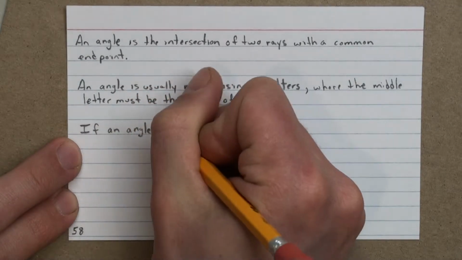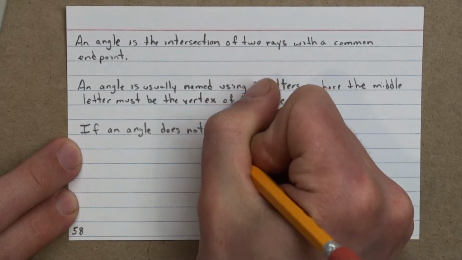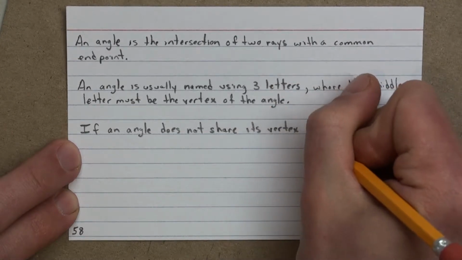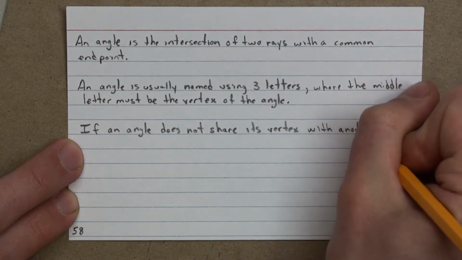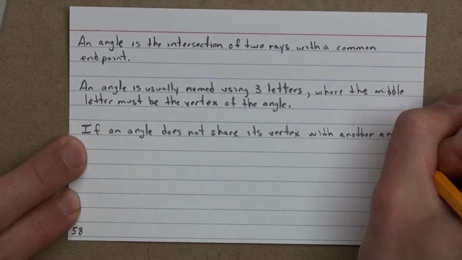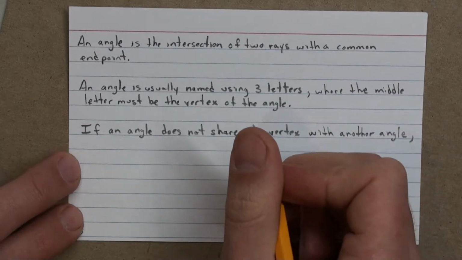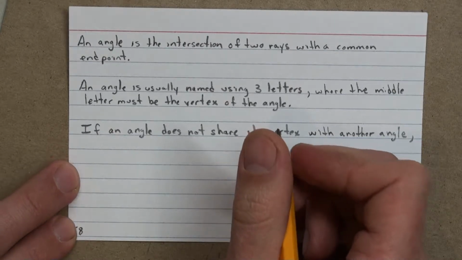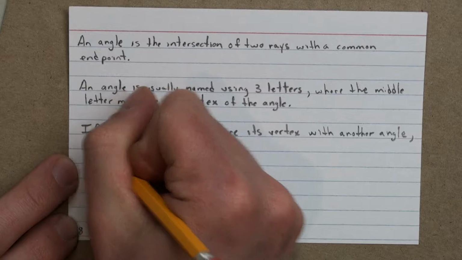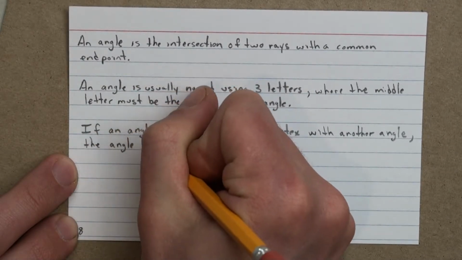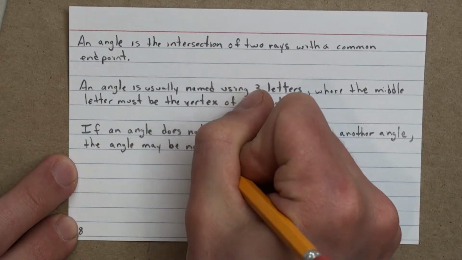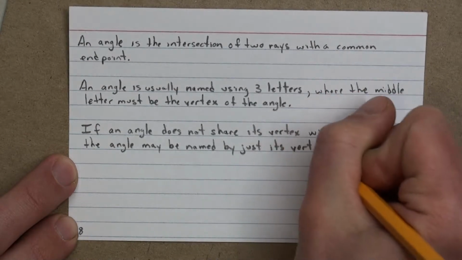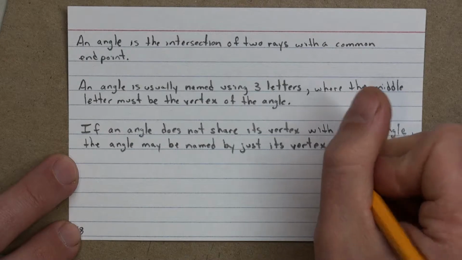If an angle does not share its vertex with another angle, the angle may be named by just its vertex letter.